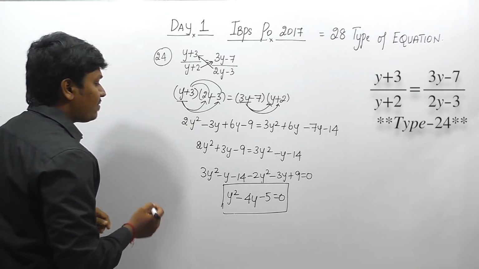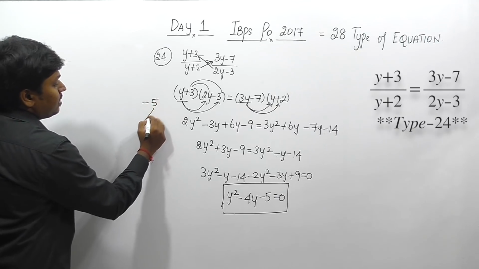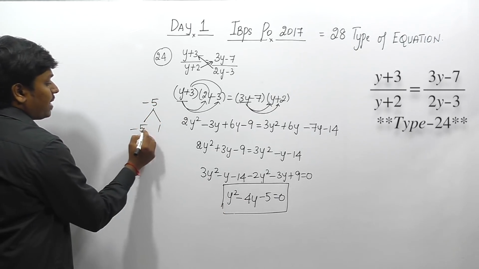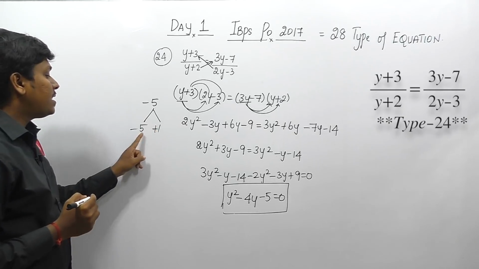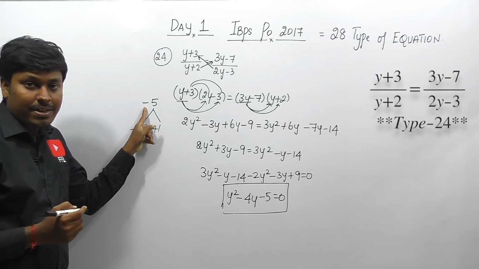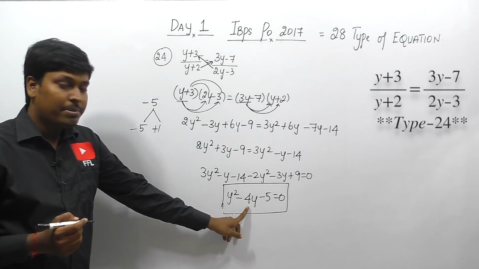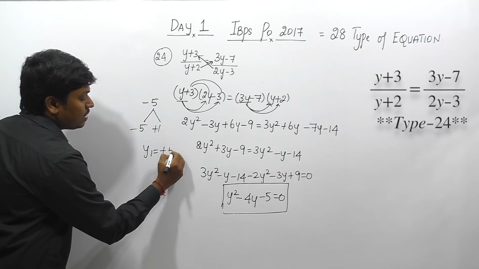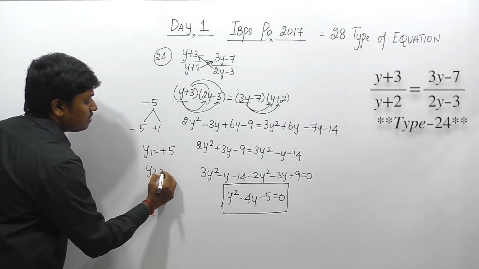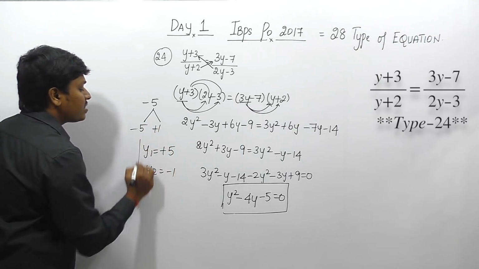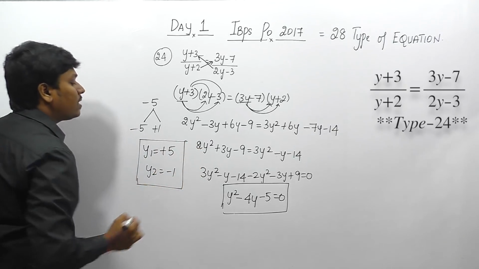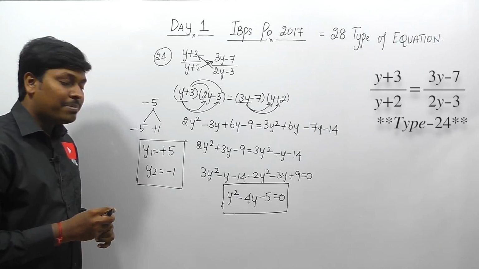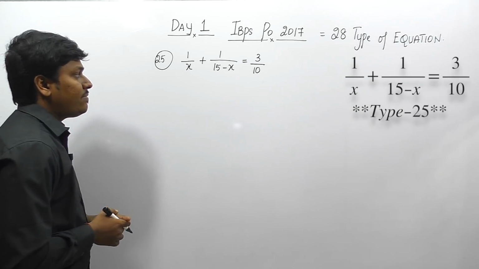Now we need to find the factors, right? Because here it is minus 5, so 5 into 1, and our target is to get minus 4, so minus 5 plus 1. Because when you multiply both the numbers, the resultant will be minus 5, and when you add both the numbers, the resultant will be minus 4. While writing, you need to change the sign. Here it is minus 5, but while writing plus 5, and similarly here it is plus 1, but while writing it should be minus 1. So finally we got the factors, that is y is equal to plus 5 and the second factor y is equal to minus 1.